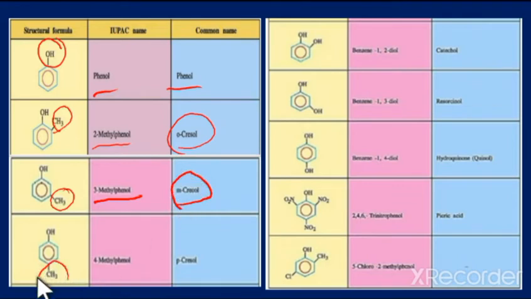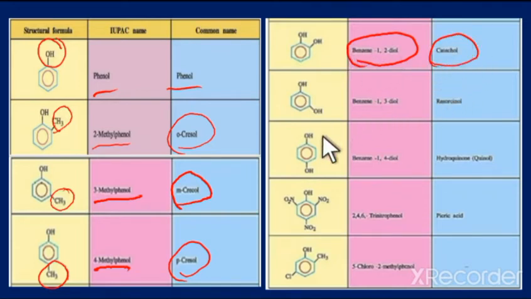And the methyl group on the benzene ring of the phenol at the fourth position is known as 4-methyl phenol, the IUPAC name, and the common name is paracresol. When two hydroxy groups are present on the benzene ring, at the 1,2 positions, it is known as benzene 1,2 diol, the IUPAC name, and the common name is catechol.